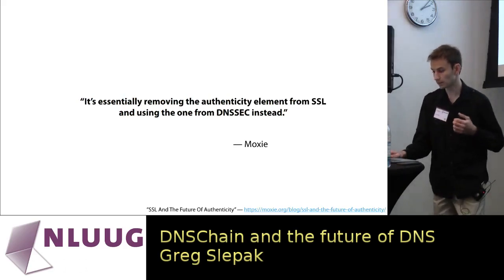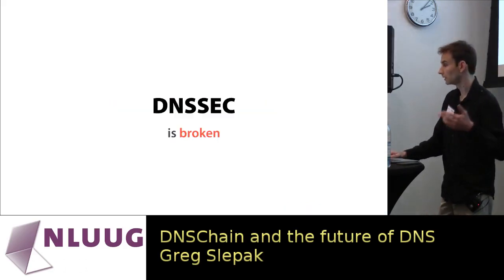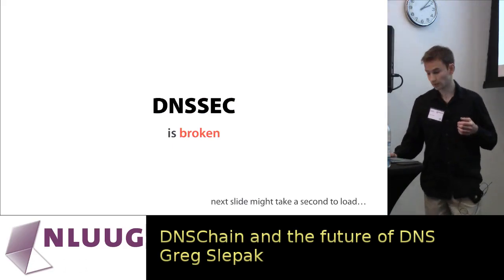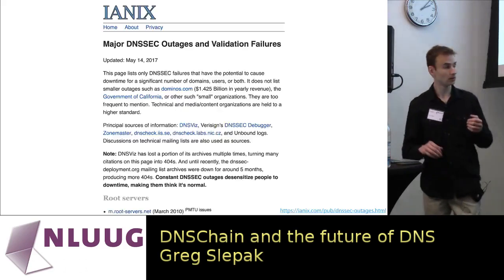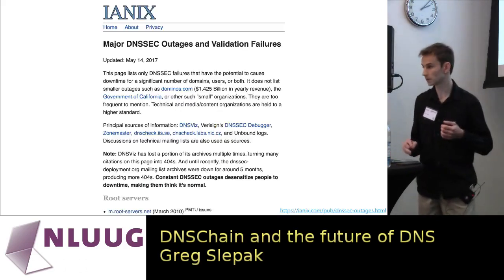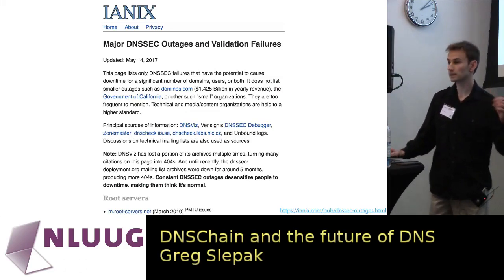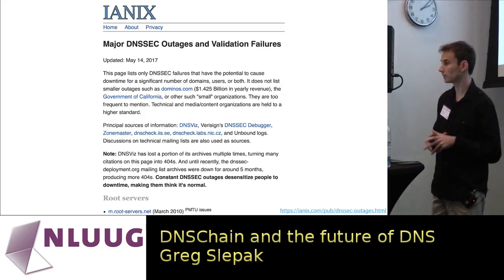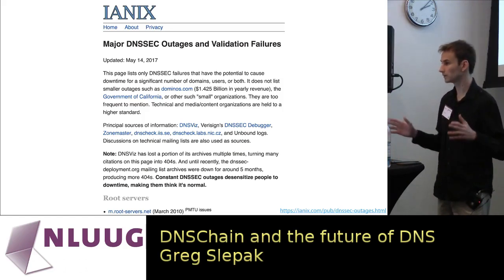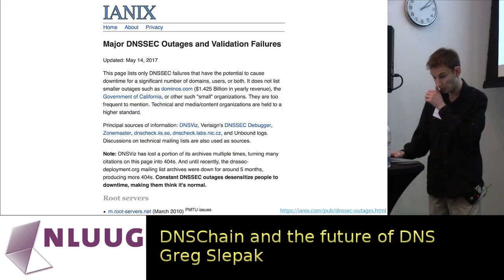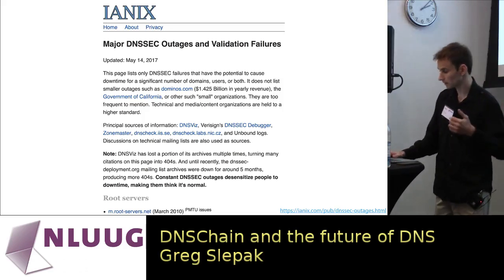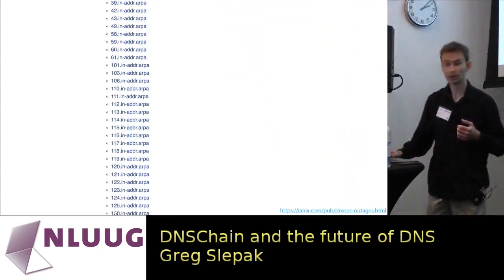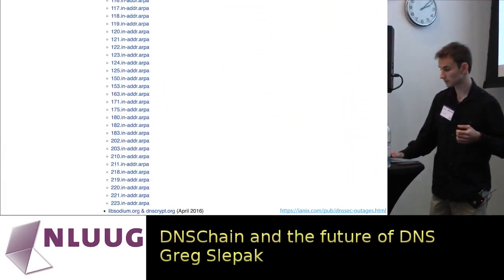This is Moxie Marlinspike, same thing. DNSSEC is broken. There's a website, and this next slide might take a little bit to load because of just how large this JPEG is. There's this amazing website that tracks major DNSSEC outages and failures, as well as software bugs and all kinds of various different problems related to DNSSEC. And as you can see, it was updated a few days ago. So, just some of those problems. Again, that's not the end of the list.